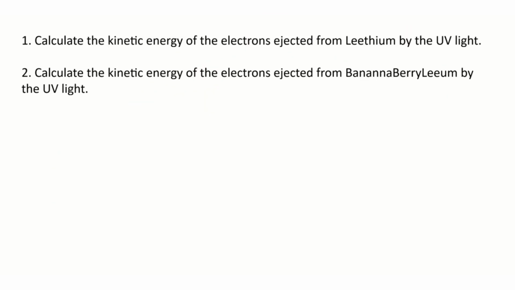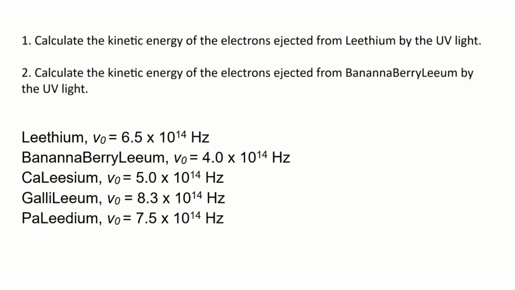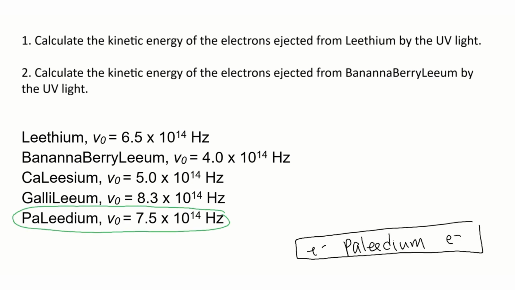Here we ask to calculate the kinetic energy of the electrons that are ejected from the metals lithium and beryllium by UV light. So instead of just doing the problem for you, I'm going to choose another metal and work out the problem the same way. So I'll work out this problem using palladium. So here's what we're going for conceptually.